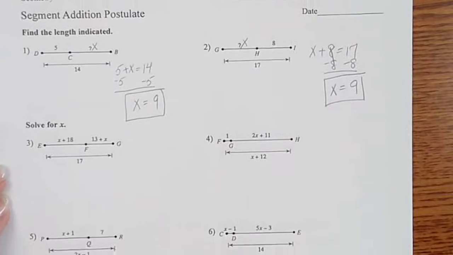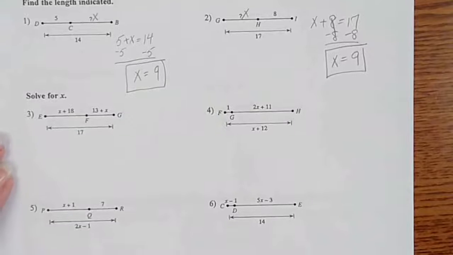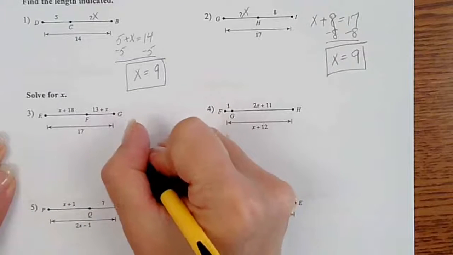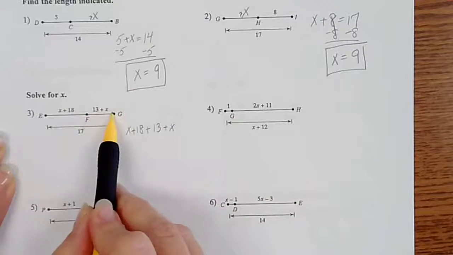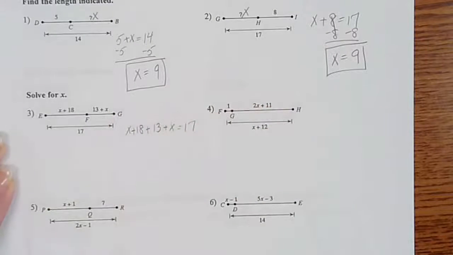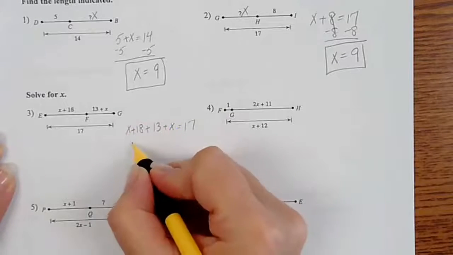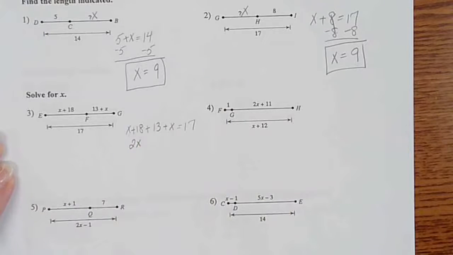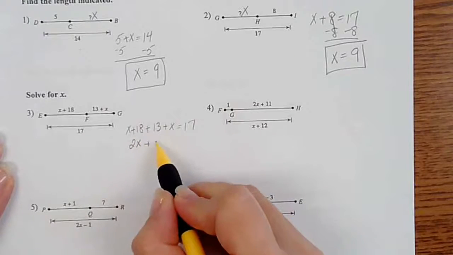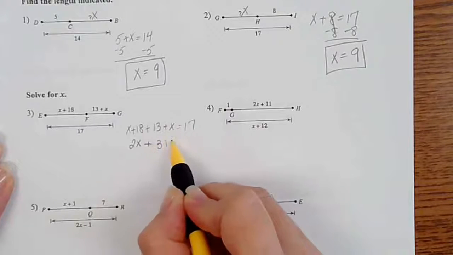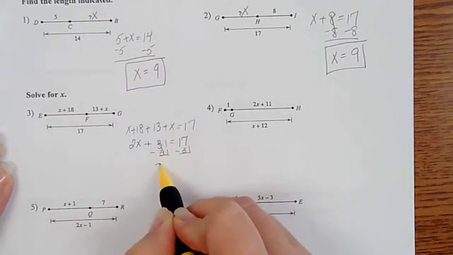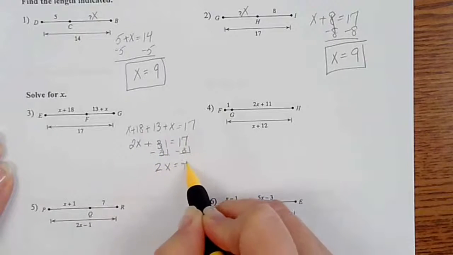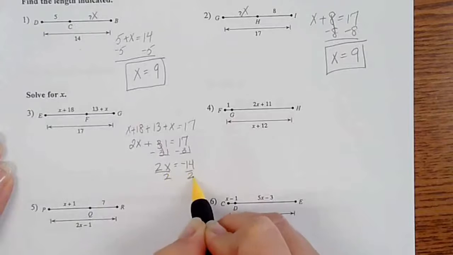Number 3. Got a little bit more algebra here, a little more involved. So let's go with plus 8 plus the 13 plus x. Okay, so both of them added together are equal to 17. So now I'm going to combine my x's. They're on the same side, right? So I just add them up. Add these guys plus my 31 is equal to 17 minus 31, and 2x is equal to negative 14. Divide by 2, and x is equal to negative 7.